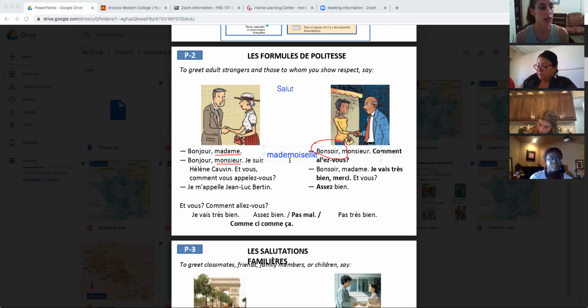You'll notice when we get to talk about greeting people we know, we're not going to use those salutations. In a more familiar setting, if you're greeting your friend, you're not going to say, hello, miss, because you know them. So that's the greeting. And then if you're introducing yourself to someone, there's a couple different ways that you can introduce yourself.